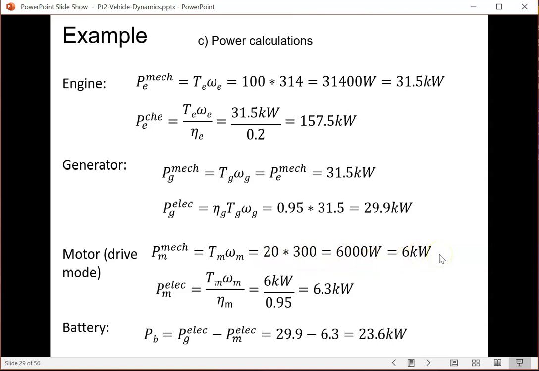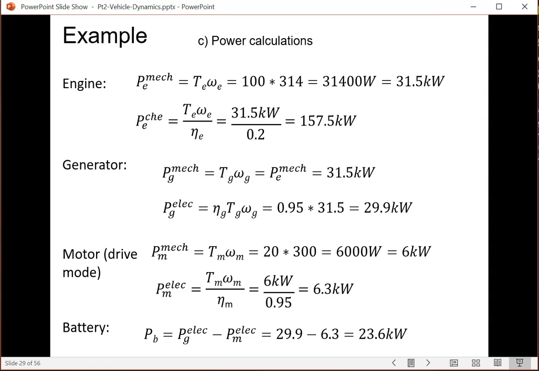So in this case, mechanical power of the motor, because the motor is used to drive the wheel, is output. Input will be electric. Electric will be higher than the mechanical. And the input power equals output divided by the efficiency factor. So 6 kilowatt divided by 0.95, that gives me 6.3 kilowatts. That's the input power of the electrical motor.